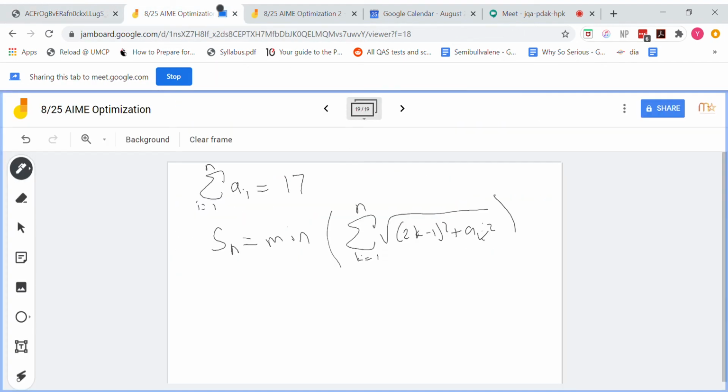Alright, so what can we do with this? Well, first off, the variables here are a1 through an, right? Those are the things that change between n, right? So let's try s of 1. In the case that n equals 1, we have a1 equals 17, and so s of 1 simply equals the square root of 1 squared plus 17 squared, right? That's a numeric value, so I'll just leave it like that. I won't compute it.